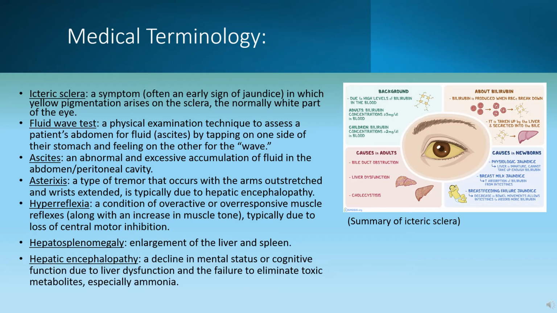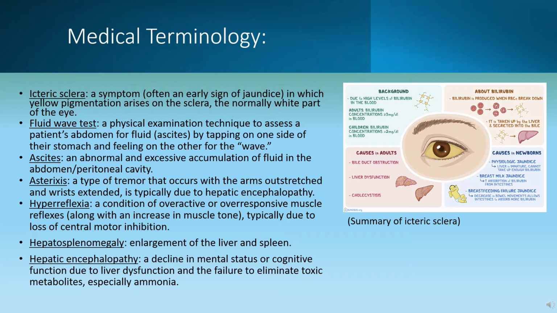Throughout this case, you might hear of some terms that you're not familiar with. Here's some medical terms that are important to understand for cirrhosis. The patient was observed to have signs of icteric sclera. This means the white parts of his eyes appear yellow. This is an early sign of jaundice, which means the liver, which is responsible for taking up bilirubin and secreting it into bile, is not functioning properly. When the liver is impaired, excess bilirubin may collect in the bloodstream and spread around the body, causing this yellow pigmentation.